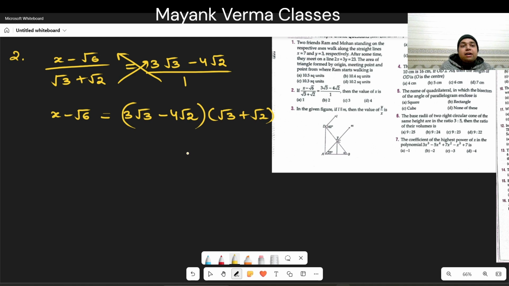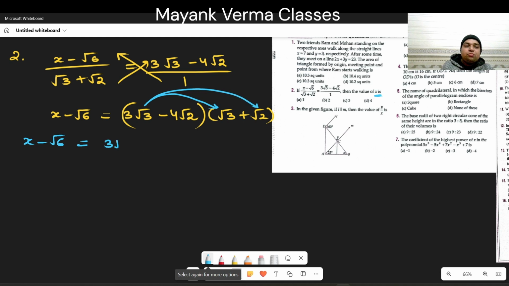Now I need to find the value of x. Here I need the value of x. So I will just solve the RHS, the right hand side. x - root 6 will be equal to, first I will multiply the first term with these two terms.